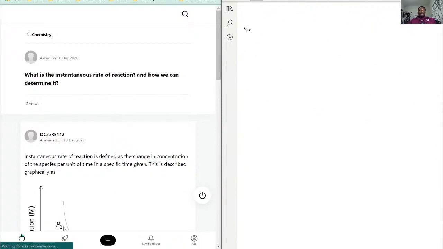What is the instantaneous rate of reaction, and how to determine it? So I actually like this description a lot in regards to it. Here it says the instantaneous rate of reaction is defined as a change in concentration of the species per time in a specific time given.